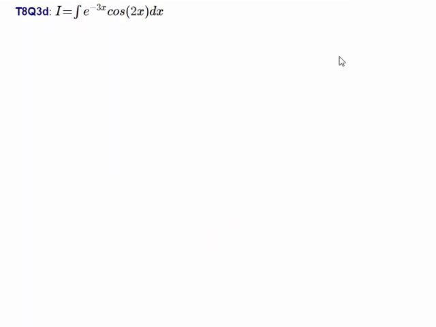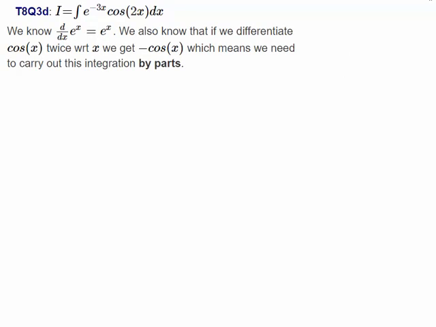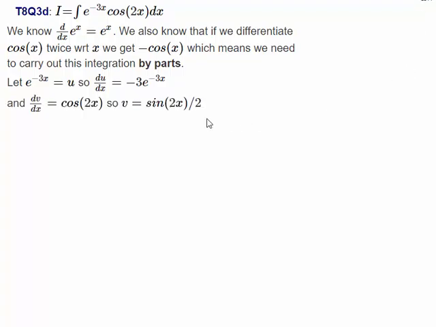Integrate e to the minus 3x cos 2x dx. Because we have a product of two factors, what we're going to use is integration by parts. So we'll let u equal e to the minus 3x, so du dx is equal to minus 3 e to the minus 3x, and we'll let dv dx equal cos 2x, so v equals sine 2x over 2.